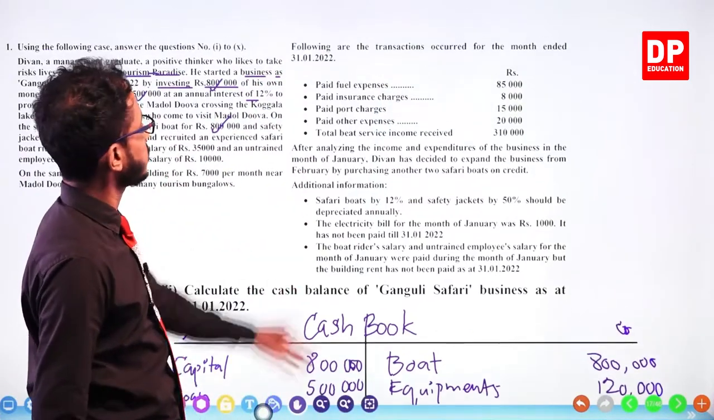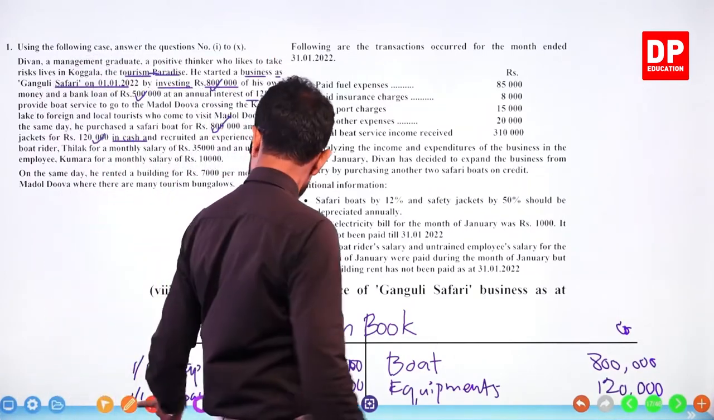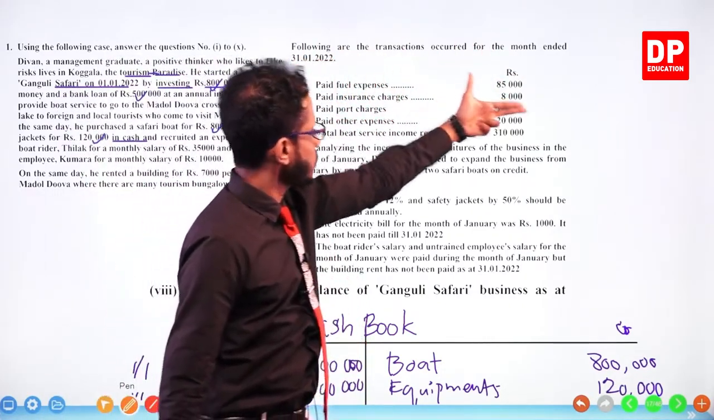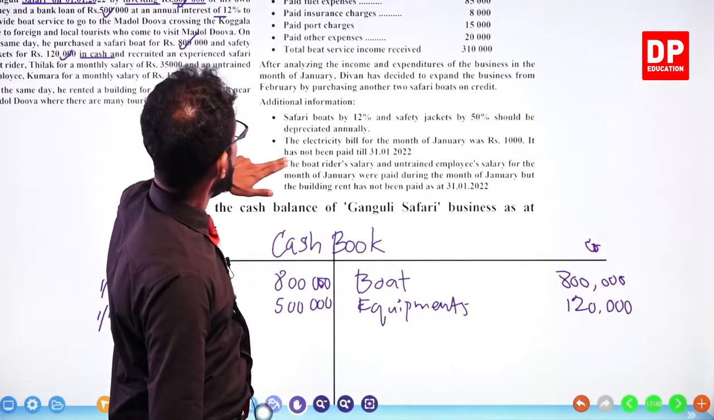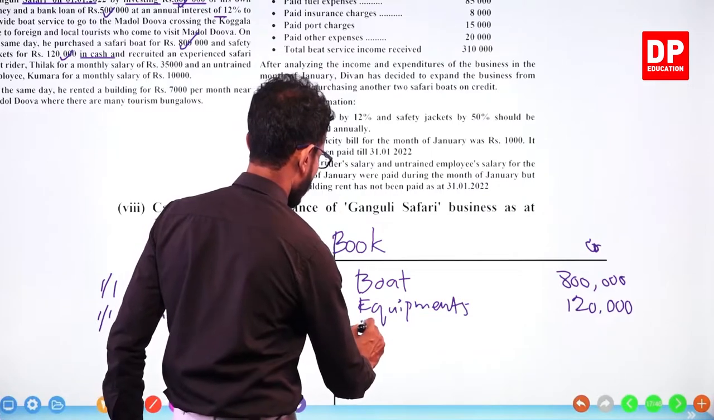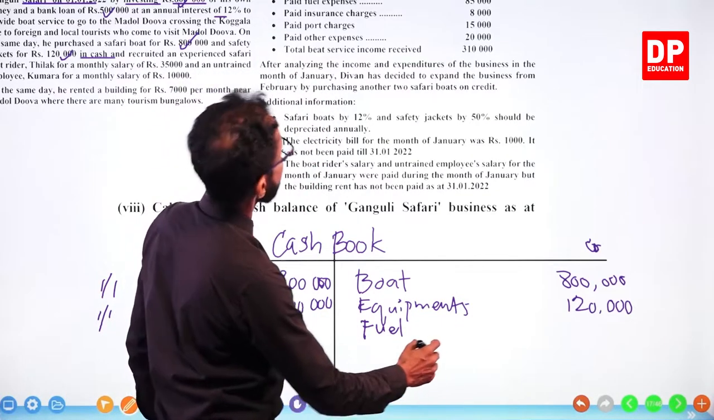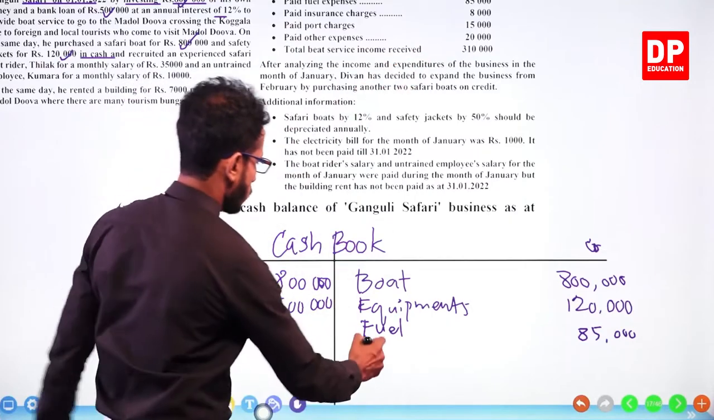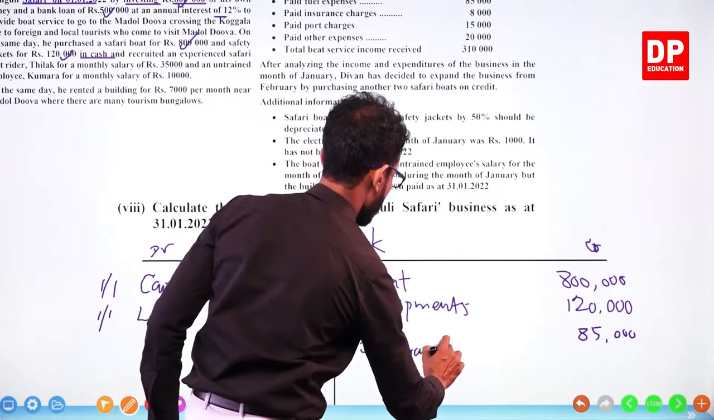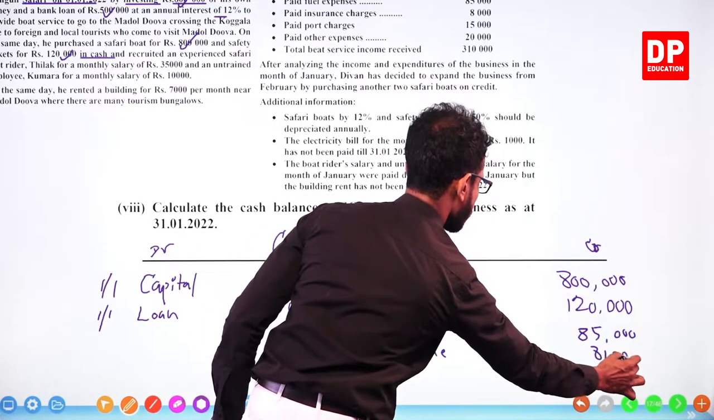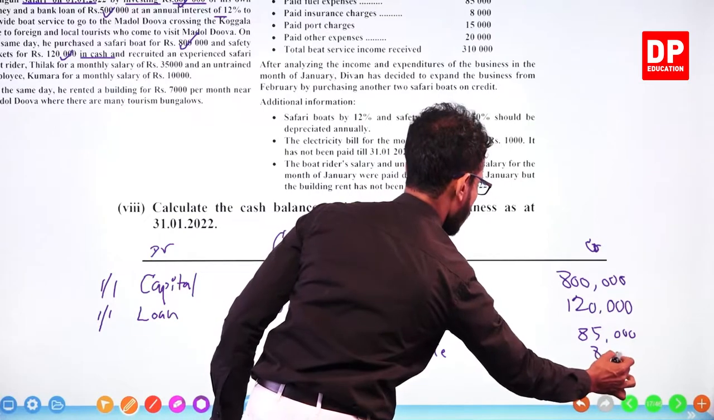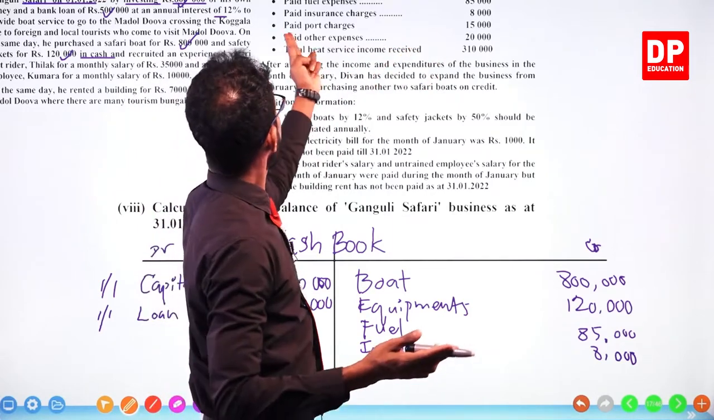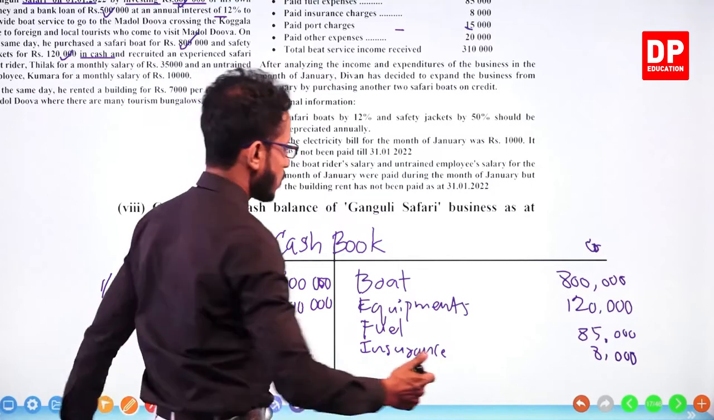There you go. Here we are. We have the transactions here. See? Now we can check what is paid. Following are the transactions occurred for the month. Paid full expenses. Credit that. Fuel 85,000. Paid insurance 8,000. What else? Paid port charges 15,000.